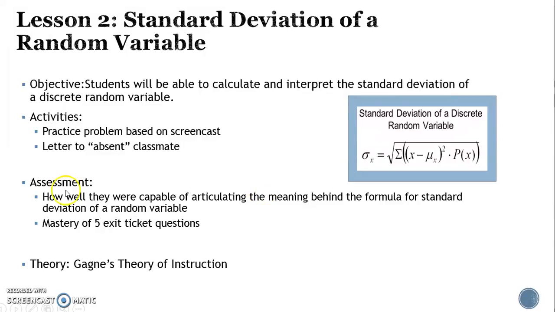So I most closely related this to Robert Gagne's theory of instruction. Robert Gagne felt that if the learners can paraphrase or explain the information that they have been presented, then they have shown that they acquired the correct information. They have shown that they've mastered the correct information. So to me, it's most important here to focus on what they were able to say in that letter to their absent classmate to show that they have learned and understand the use and the mechanics of this formula.